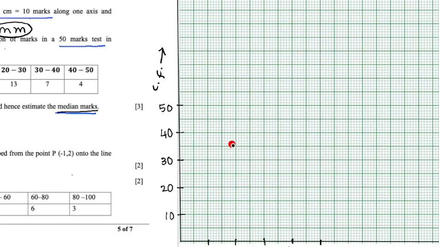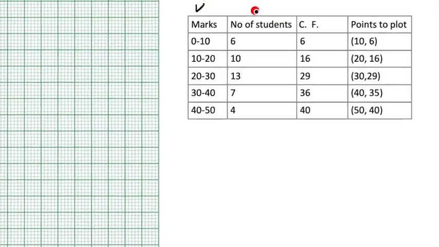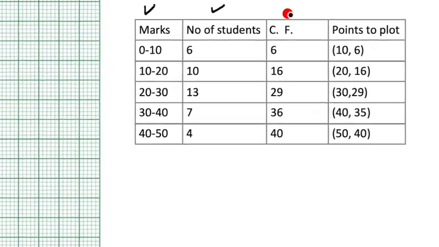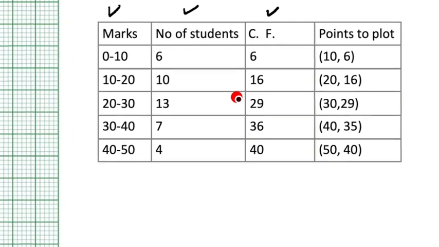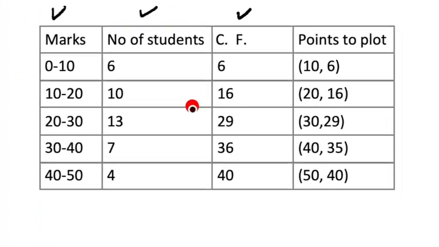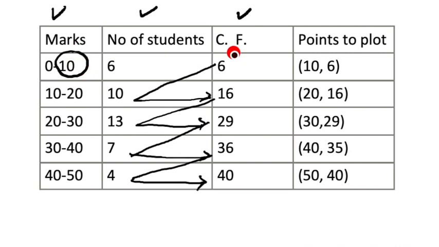Now I have made the whole thing into a table over here. The marks, the number of students, that is the frequency, and then we need cumulative frequency for our ogive. So cumulative frequency 6 plus 10, 16, then 16 plus 13 gives 29, 29 and 7 gives 36, and 36 and 4 gives 40. Alright, now the upper limit and the cumulative frequency are the points to plot.